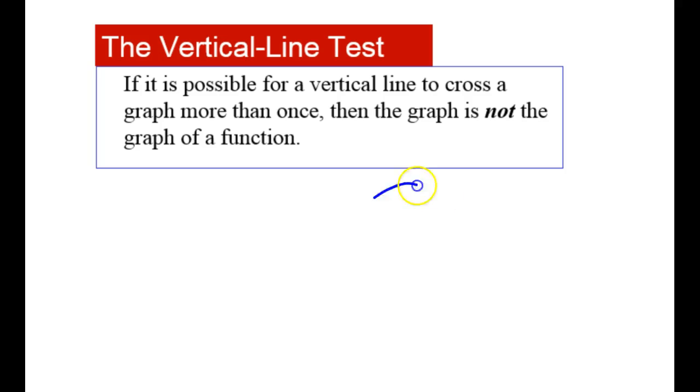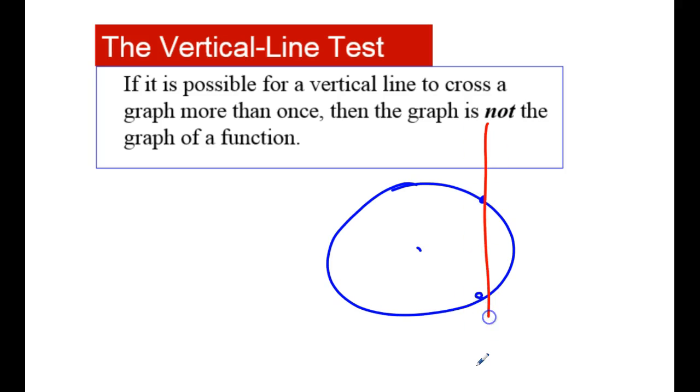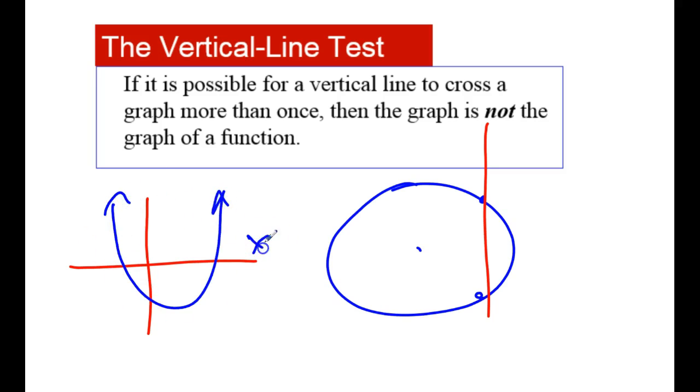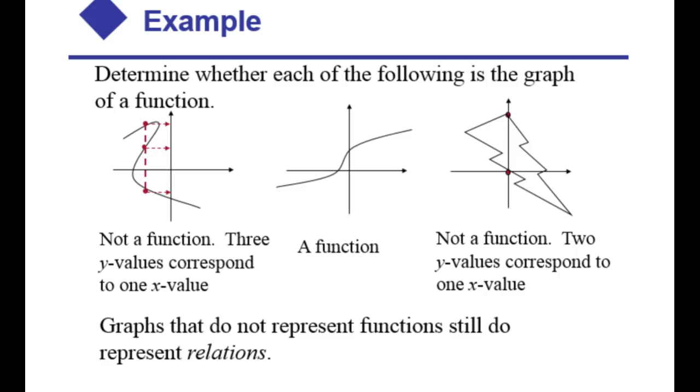A vertical line test, I talked about a circle not being a function. Well, the vertical line test says if you just draw a vertical line and it crosses more than once, then it's not a function. So you can tell very quickly whether something's a function or not by the vertical line test. So every time you see a parabola, I think it is a function because there's no way to draw a vertical line and make it cross more than once. So that would be a good function.